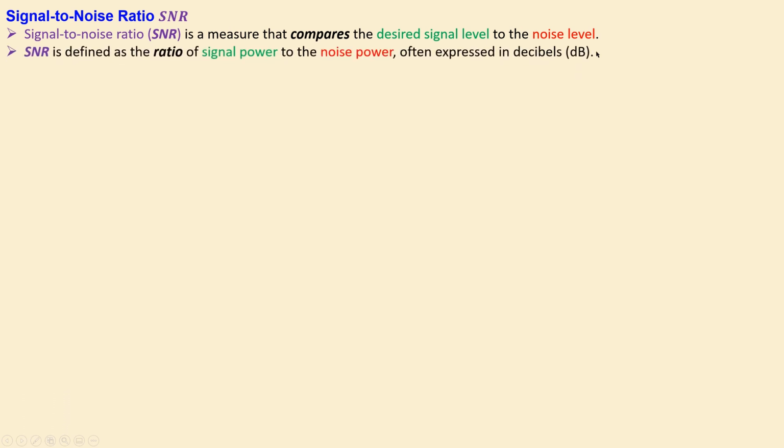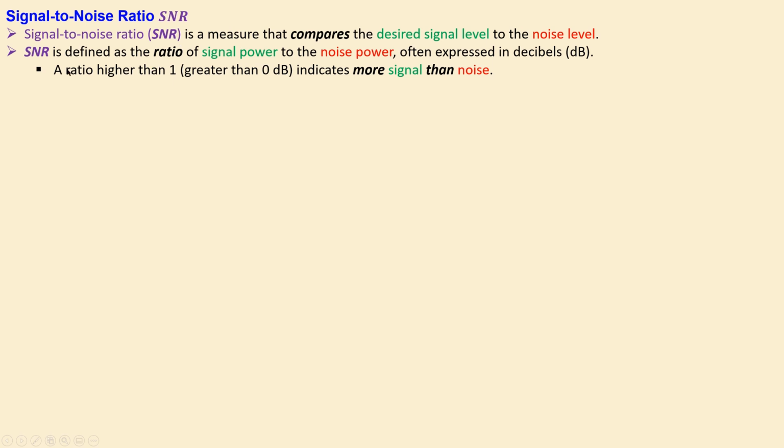Now, in a more precise form, the definition is actually the ratio of a signal power to the noise power. So it is not the voltage, but it's actually a ratio of the powers. And it is often expressed in decibels or dBs for short. Now, you can have a ratio which is higher than 1, that means you have more signal than noise, but you can also have a ratio which is between 0 and 1, that means you have less signal than noise, or you have more noise than signal.